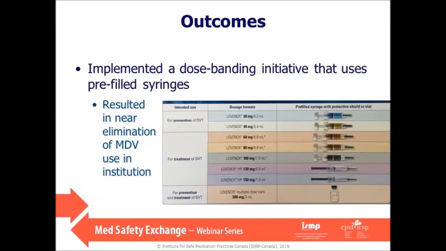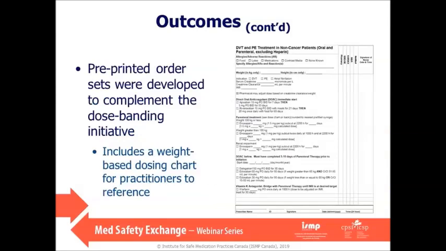That allowed us to almost completely eliminate multi-dose vials of Lovenox in our institution. So here's an example of the preprinted order set that goes along with the dose banding. It's a key element, obviously. So it does include a weight-based chart for the practitioners to be able to determine first dose.